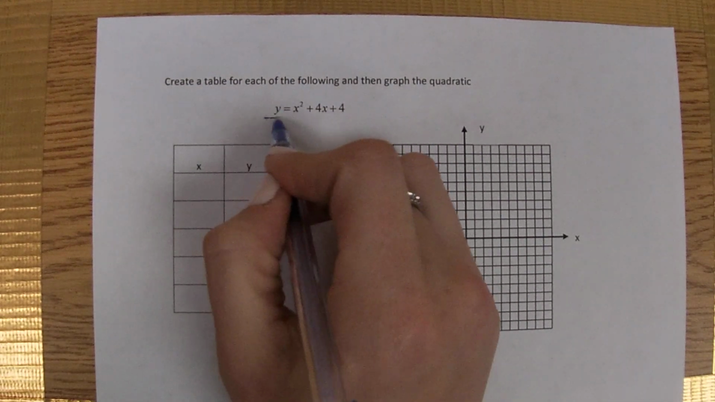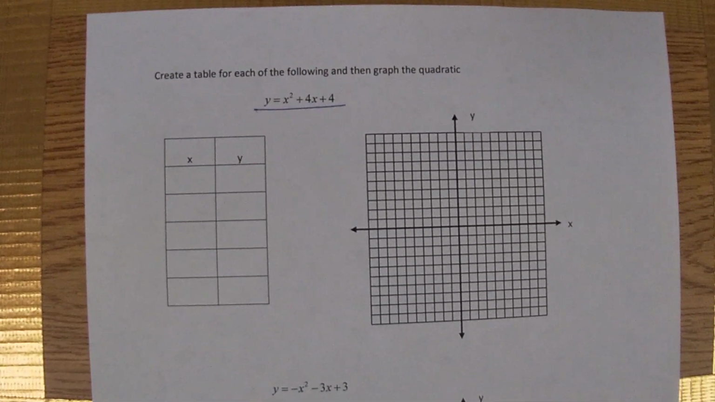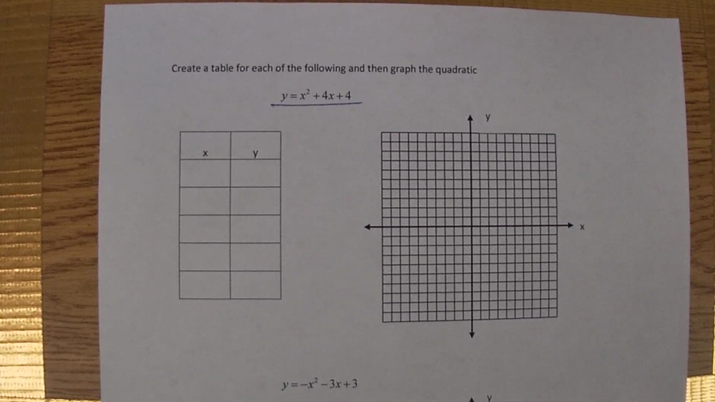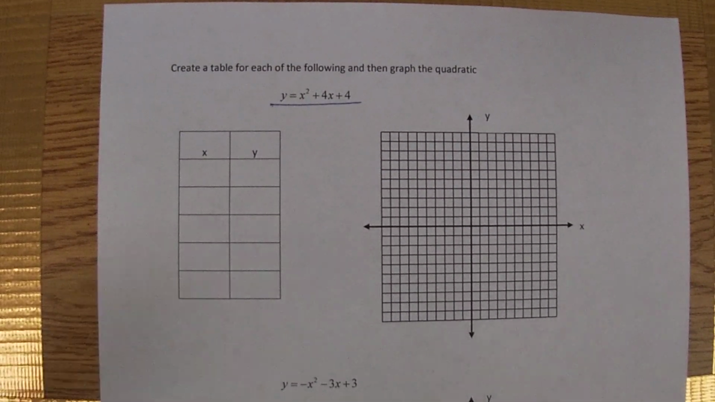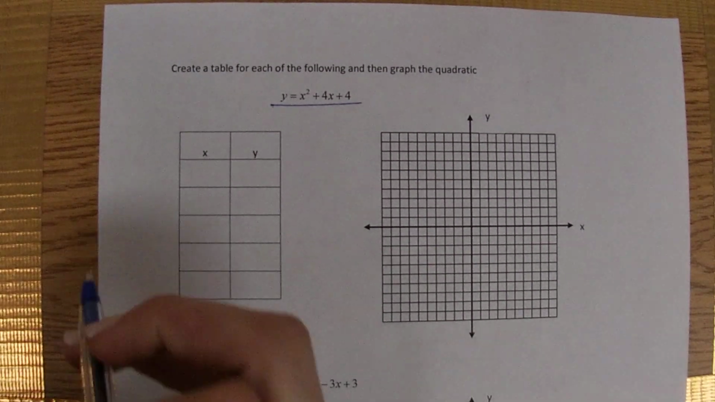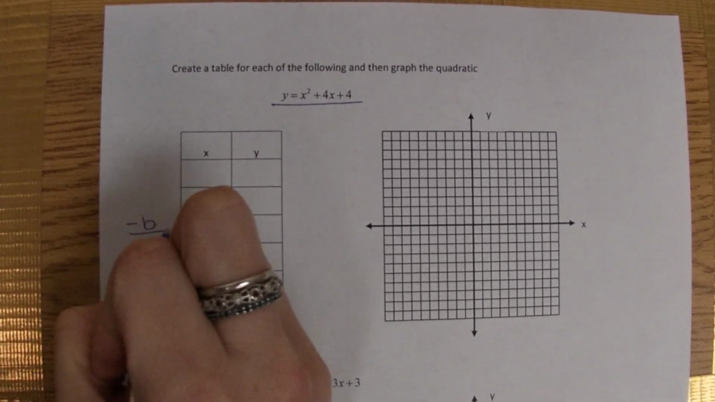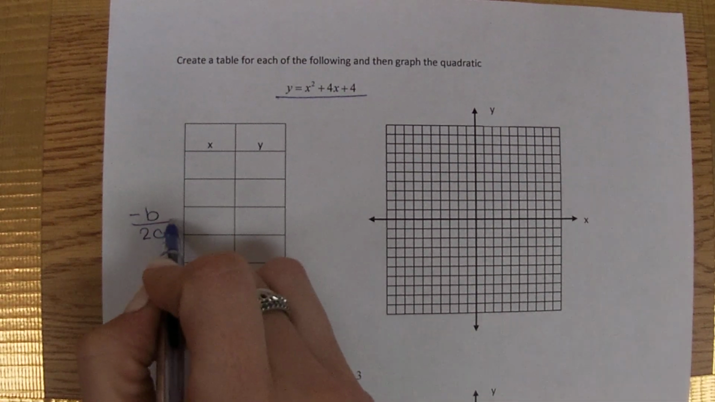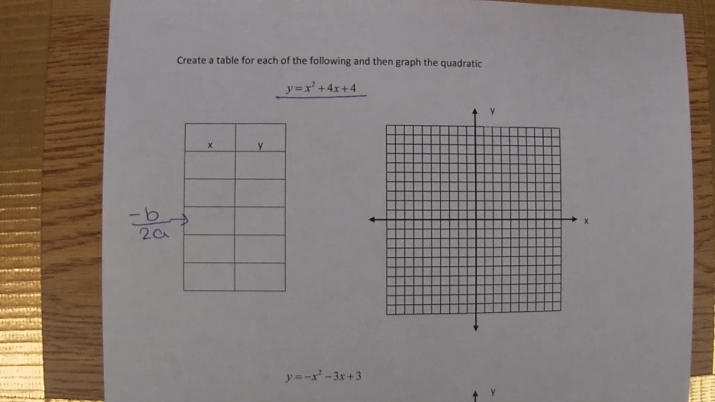So if we want to graph y equals x squared plus 4x plus 4, the first thing that we should recognize is that this is in standard form, right? We don't have those parentheses squared, so it's not what we were looking at yesterday. Okay, so the first thing we're going to need to do is calculate that value of negative b over 2a. And that's what's going to go in the center of our table, right?